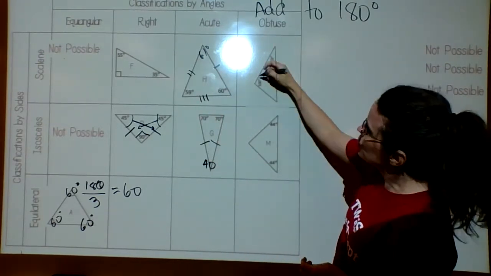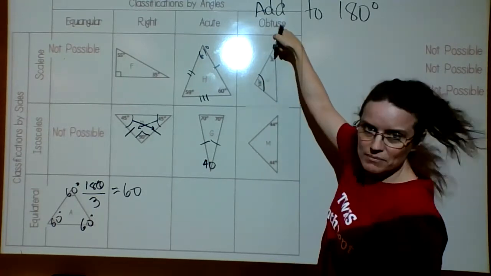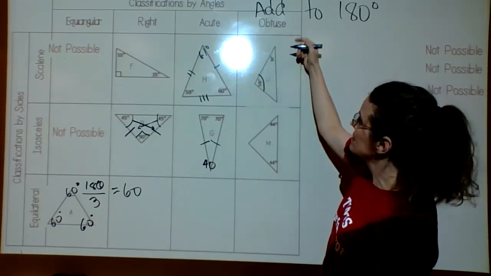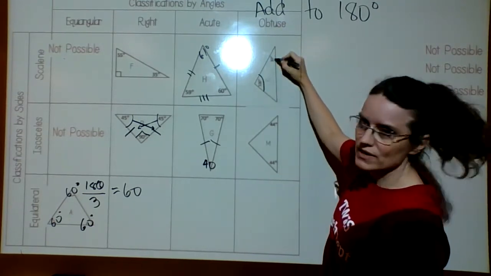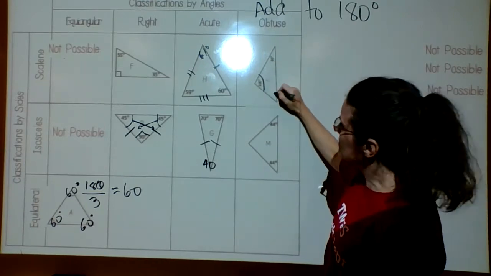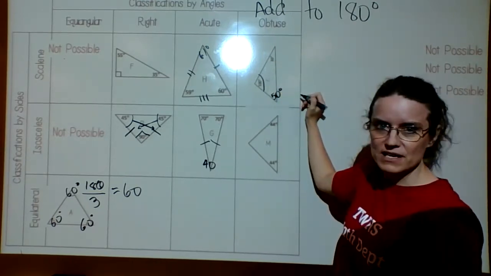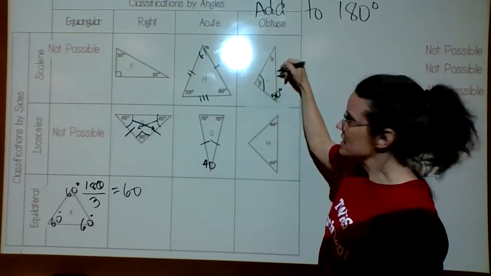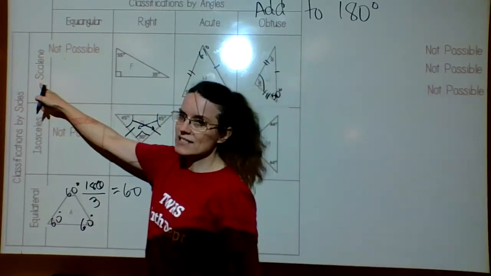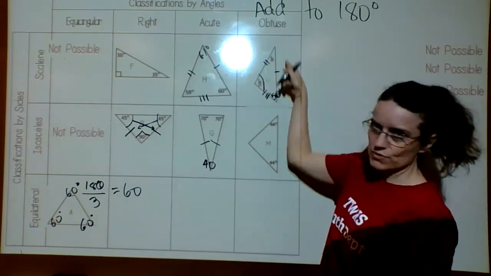Here I've got an obtuse angle, so automatically I know it's an obtuse triangle without looking at anything else. But I see that this is 100 and this is 30. I know it's kind of small. Well, if this one's 100 and this one's 30, this one has to be 50. Three different angles is going to mean three different sides. And so that's scalene obtuse.